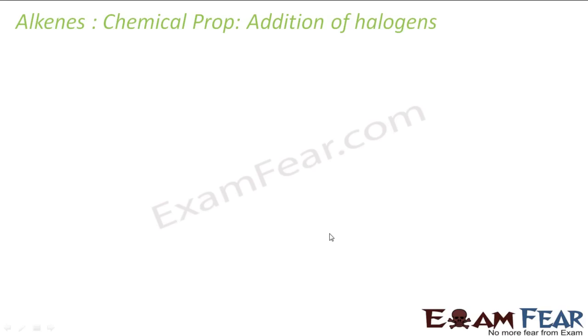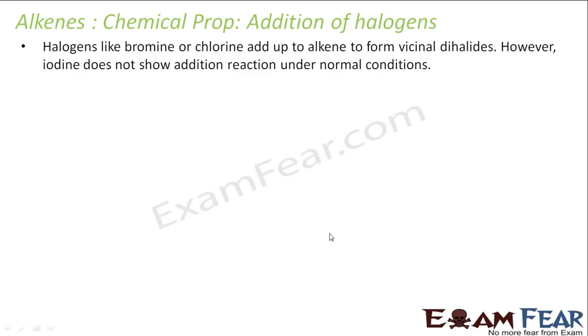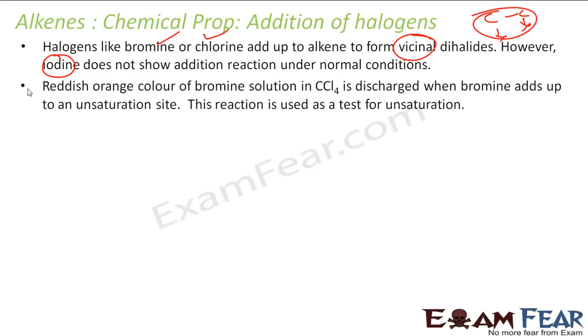Let's study addition of halogens in alkenes. If you see halogens like bromine and chlorine, you can add these to alkenes and they form vicinal dihalides. When you have halogens on two adjacent carbons, they are called vicinal dihalides, correct? But addition of iodine doesn't take place under normal conditions. And this is a good test for unsaturation, using bromine solution. The reddish color of the bromine solution is discharged when the bromine adds up, because the bromine is consumed, and the color becomes faint and goes off totally.